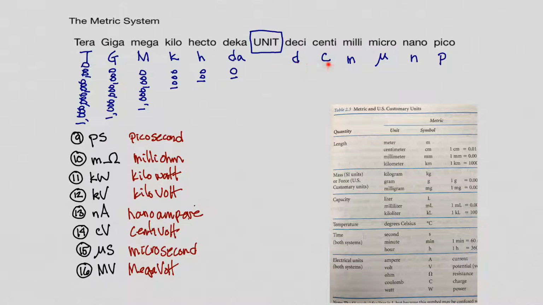So now we're going to go the other way. Let's go down this direction here. So at a deci, that's a tenth. So that's going to be 0.1.